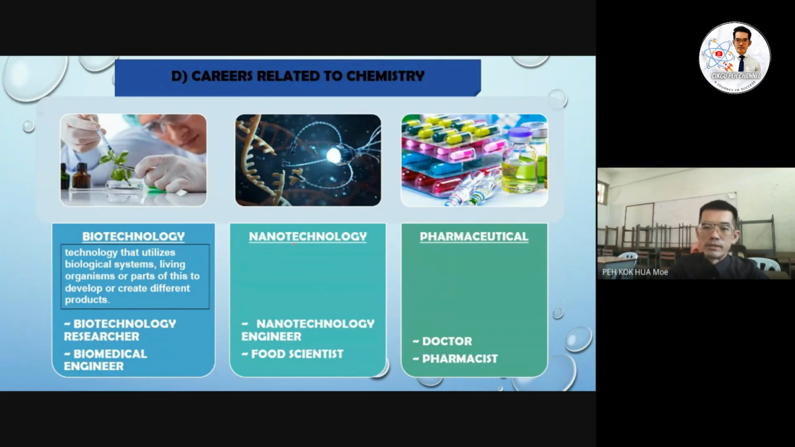And the next will be nanotechnology. So when you see nano, that means the technology will be related to very, very small particles. So here you can be a nanotechnology engineer or food scientist. Here we have one example.